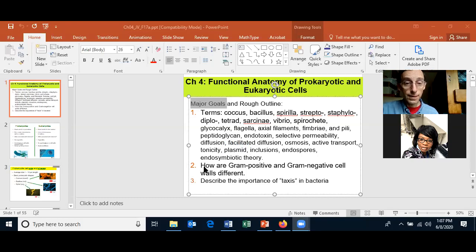So today we're going to talk about how gram-positive and gram-negative cell walls differ. And we did talk slightly about that, but we'll go into greater detail. And also a major goal is to describe the importance of taxa in bacteria. Any questions about any of that? If not, let's move on.